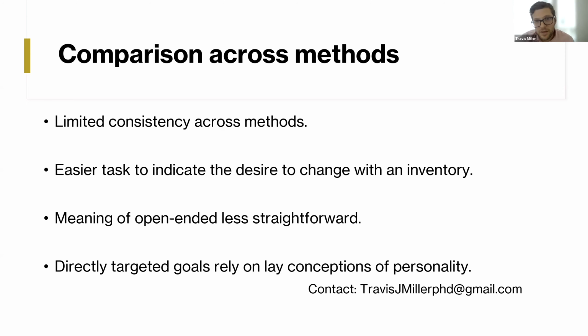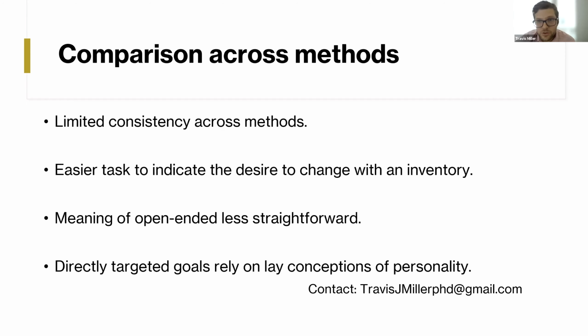This might suggest that the methods describe different aspects of the desire to change personality, and the methodological differences kind of suggest the same. So compared to other methods, indicating the desire to change a trait with an inventory is a relatively easier task, requiring participants to just score a non-zero value.